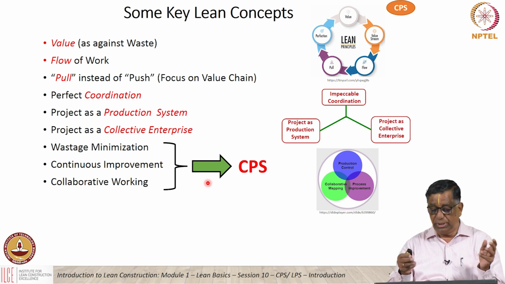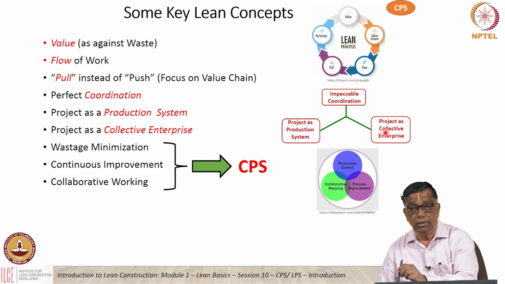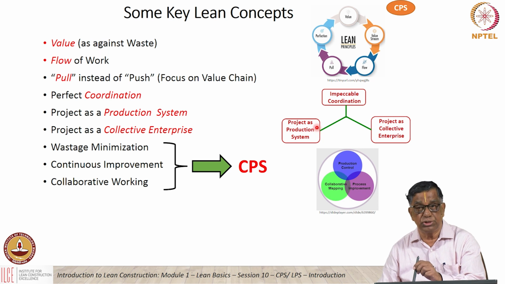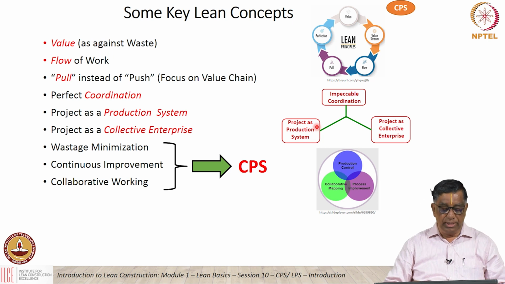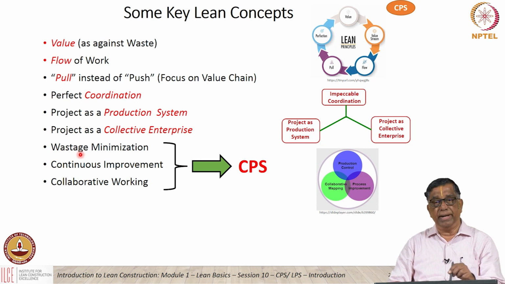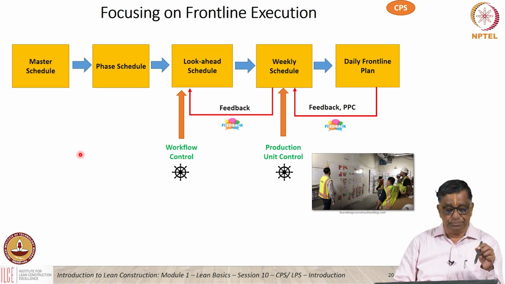So look at the triad. If you look at what we call the triad, you have impeccable coordination. We have the project as a collective enterprise with all the units working together. And then finally, we get the project as a production system where we get good reliability and good certainty. So with all this, we are able to minimize wastage. We are able to have continuous improvement with a good, robust feedback system, and we have collaborative working. So these are combined together, forming what is called the collaborative planning system, or a takeoff from the last planner system. I'll explain to you later.